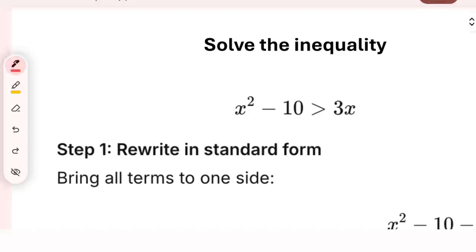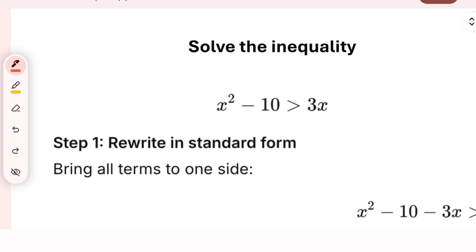All right, hello everyone. So here we will give you an example on how to solve the inequality. All right, so this is the inequality now. So the example is x squared minus 10 is greater than 3x. So that is the inequality. It is an inequality because it's not actually an equal sign there, right? There's a greater than. So it is the inequality, all right?